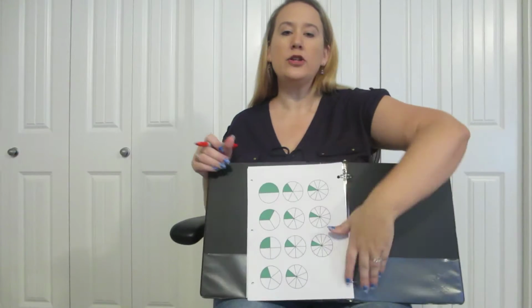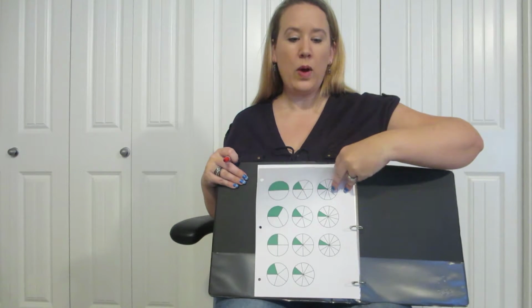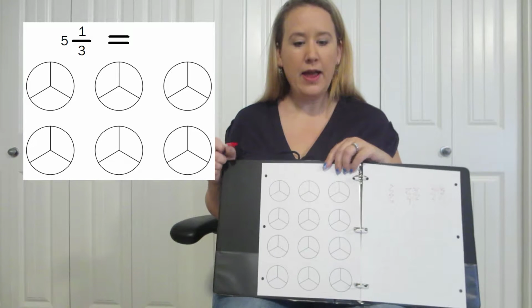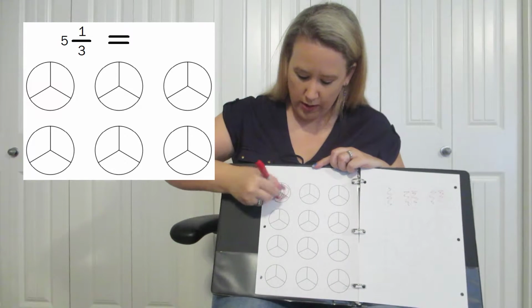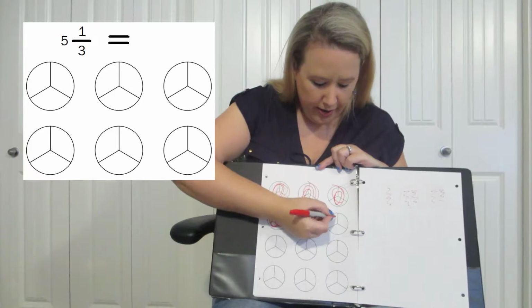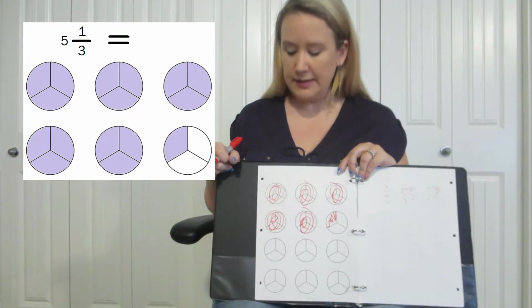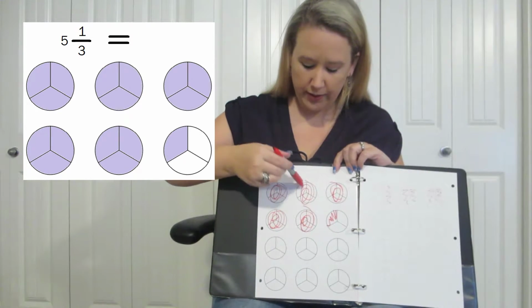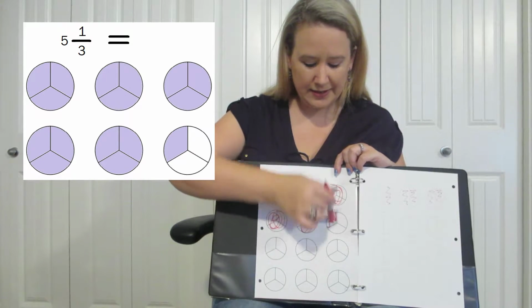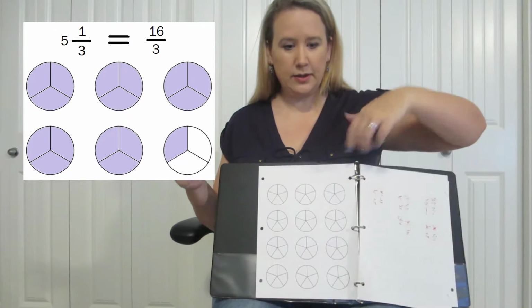All right, now we're going to go back and do it the other direction. Let's say that we're starting with a mixed number and we want to know what the improper fraction is. So let's say we start with 5 1/3. So we got 1, 2, 3, 4, 5, and 1/3. Okay, the question is how many thirds is that? All right, so we'll count them. 1, 2, 3, 4, 5, 6, 7, 8, 9, 10, 11, 12, 13, 14, 15, 16. There are 16 thirds. 5 1/3 equals 16 thirds.